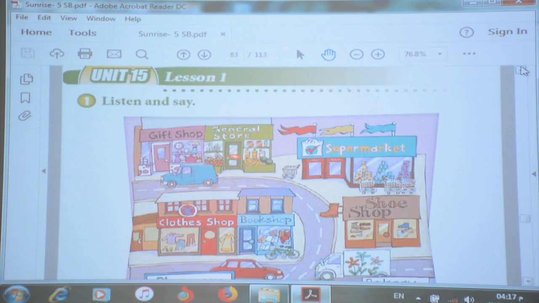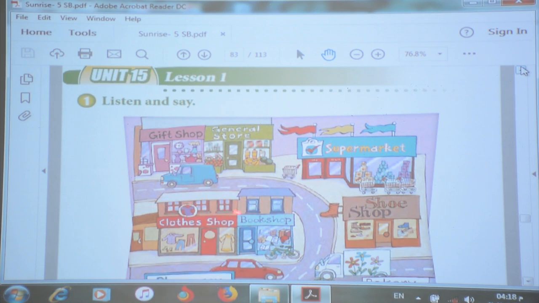The second one is general store. There are different foods here. Many things here. General store. The third one is supermarket. And all of us, we need supermarket because all things are in the supermarket. Clothes shop. If you wanted to buy some clothes, any clothes, trousers, dress, jacket, anything, you should go to clothes shop.